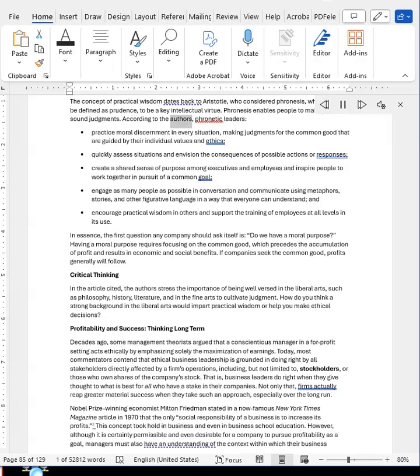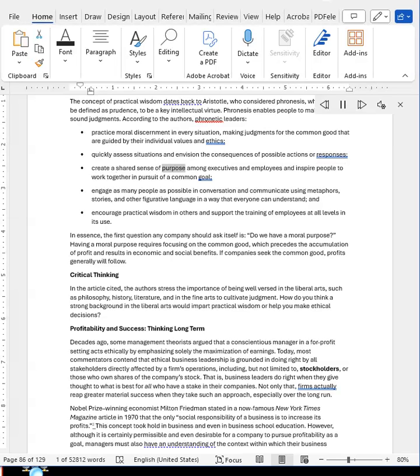According to the authors, phronetic leaders practice moral discernment in every situation, making judgments for the common good that are guided by their individual values and ethics. Quickly assess situations and envision the consequences of possible actions or responses.